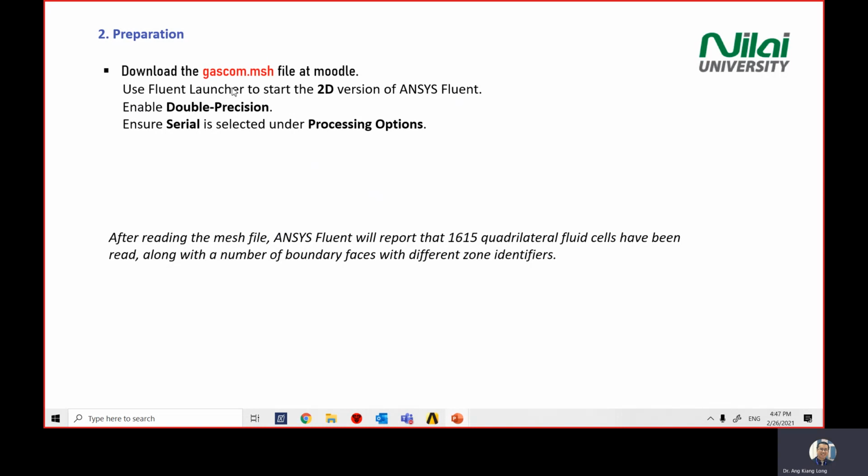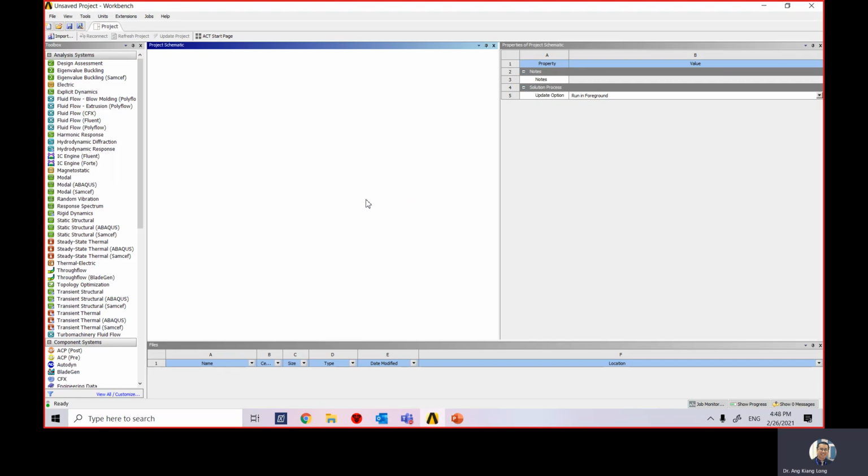All right, so first you need to go to the Moodle platform and look for the ANSYS file for species transport or gaseous combustion. When you click the file link, it will take you to the download site. You will be downloading this file, the gascom.mesh file. You need this file to generate the simulation. Okay, let's jump to our ANSYS, and I will show you how to simulate our combustor in this case.